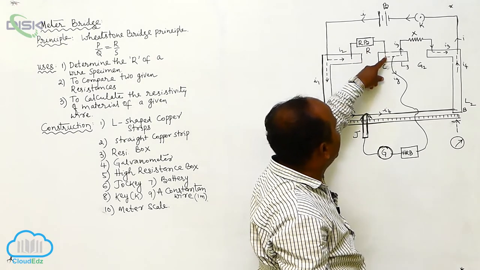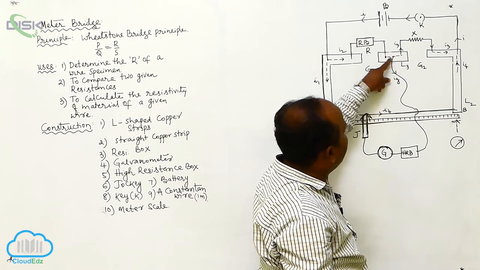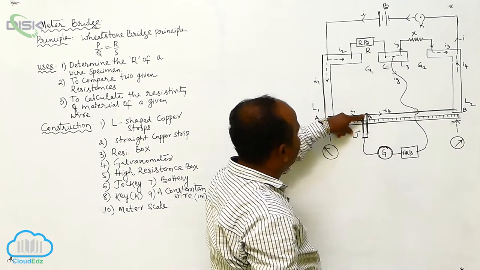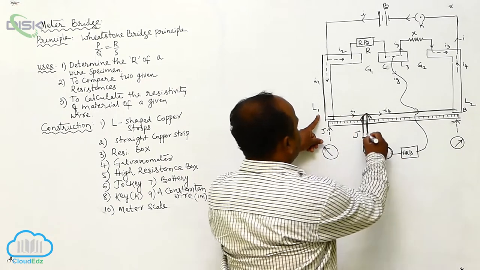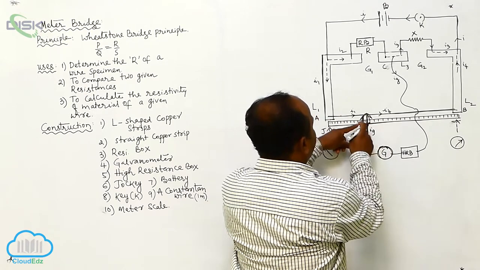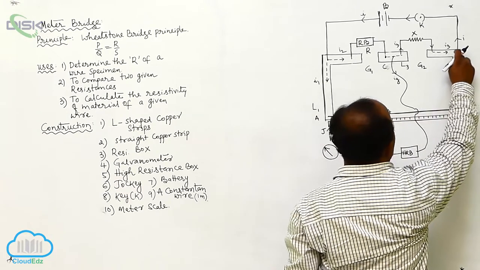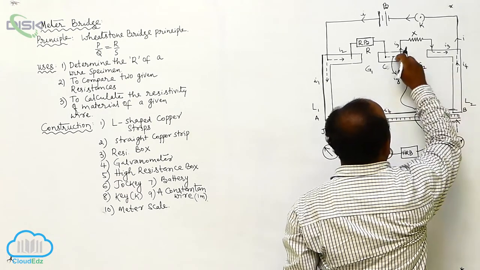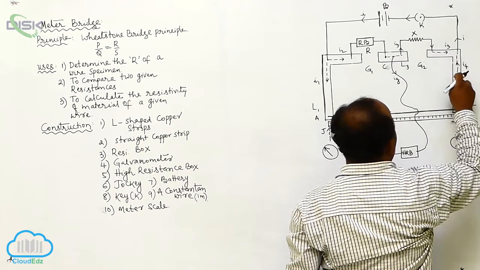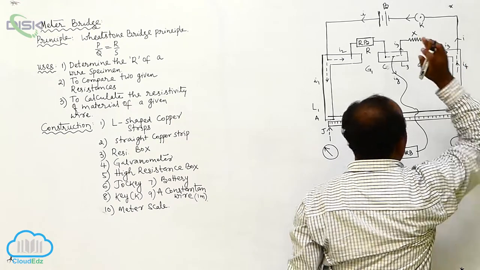At the point C, I2 is going to divide as I3 and IG, and IG current passes through the galvanometer and reaches the jockey. Here IG current and I1 current are combined to form I4. I4 goes on reaching this point. Here I3 is reaching here. The inward current I3 and inward current I4 combine to form I.